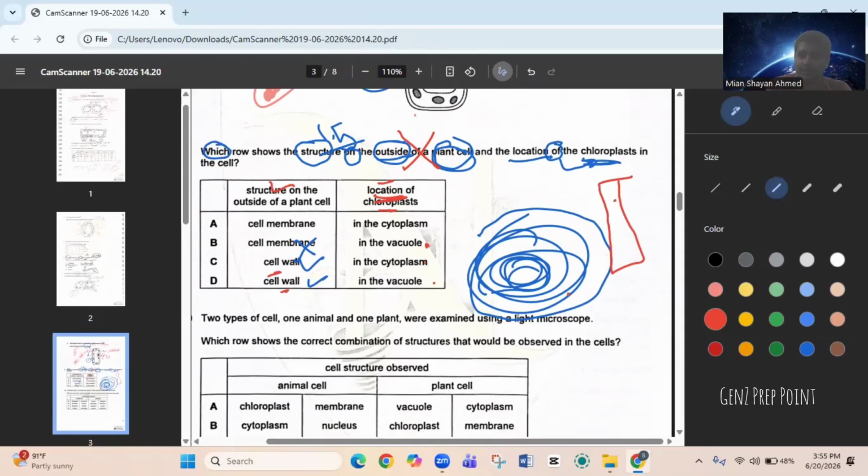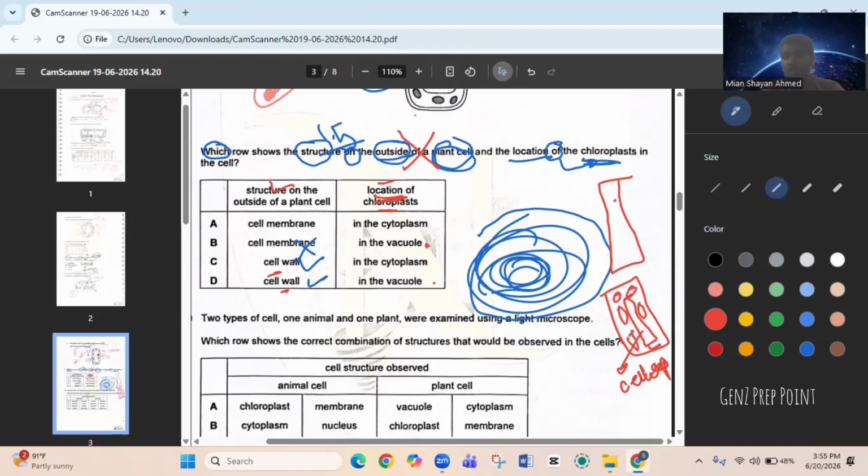This is a plant cell. Oh, I will draw it. This is a plant cell. This is the vacuole, which contains cell sap. Sap vacuole it is also called. And here is the chloroplast.